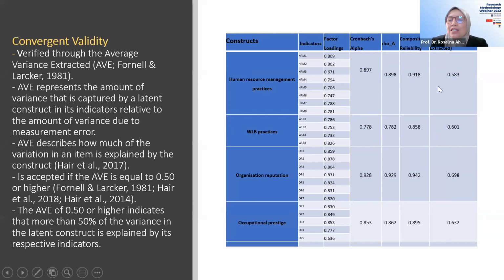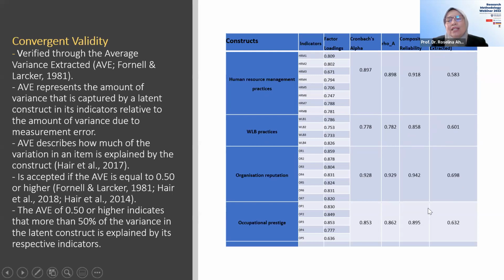Yeah, so in this case, 58%, okay, it shows that the variance in the HRP is explained by the items. Similarly goes to WL, work-life balance practices, presenting about 60% of the variance, the organization reputation about 69%, 63%, and so forth.